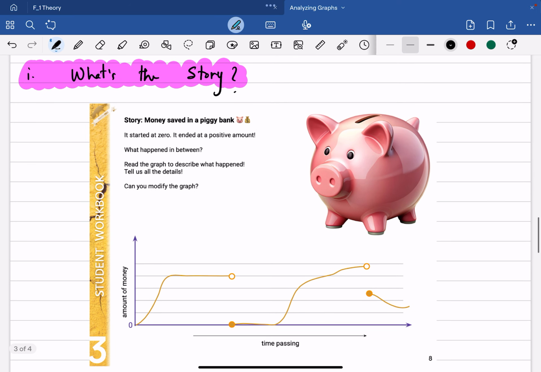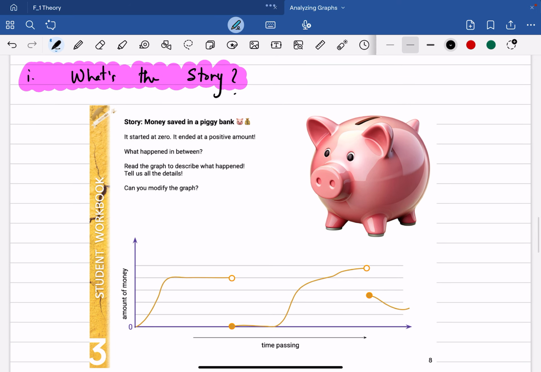So let's move on to the specific activities for the day. There's two of them. The first one is called What's the Story? This involves you presenting the kids with a specific graph. So, for instance, here we have a graph for the amount of money saved in a piggy bank with time. So, how does the amount of money that you have saved in a piggy bank vary with time?